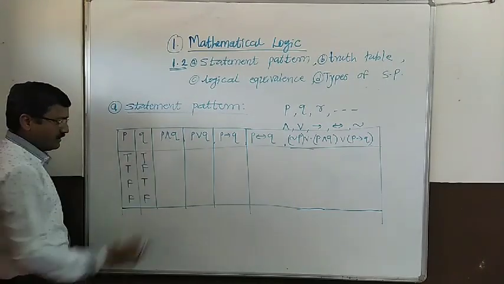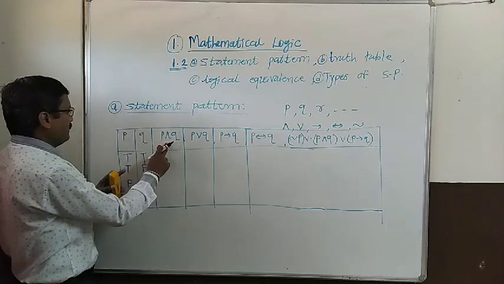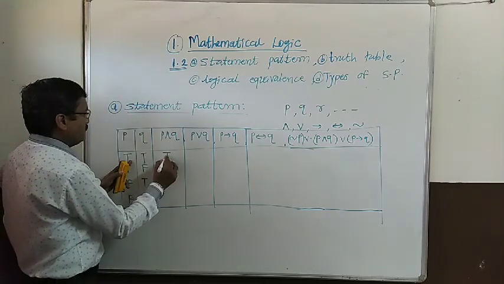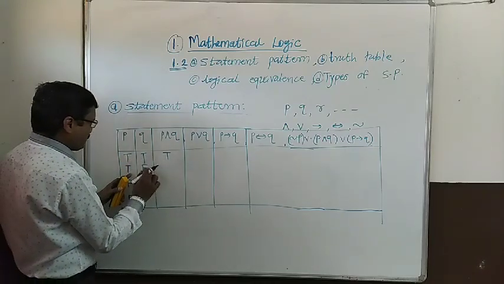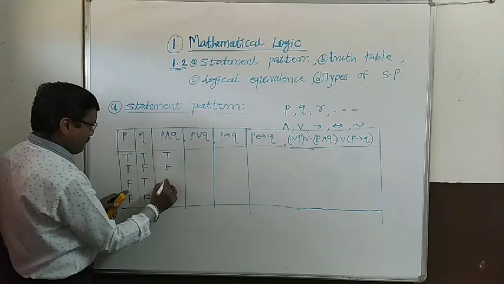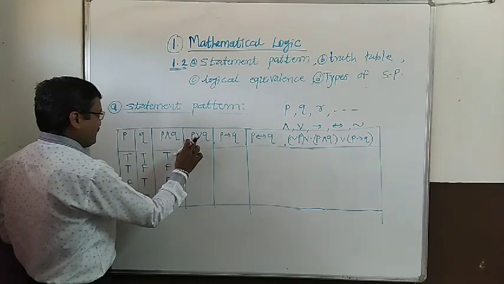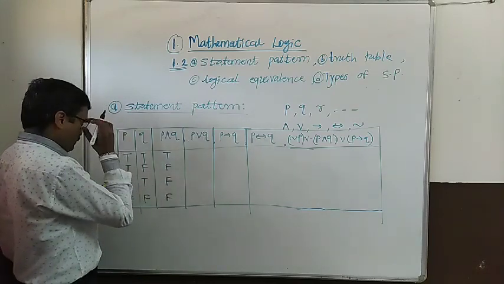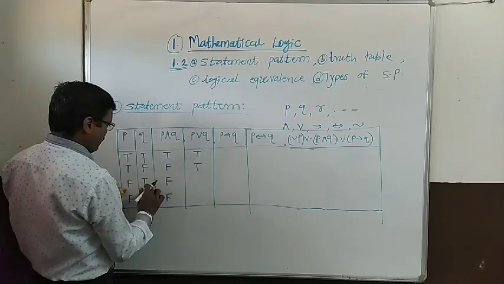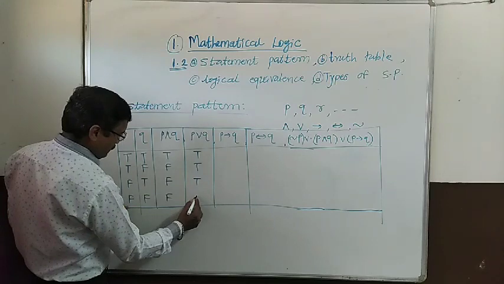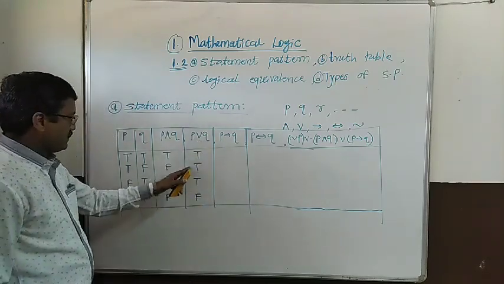Then conjunction, we have already seen in conjunction we will find whether F is there or not. If there is no F, then it's a T. Means conjunction is true only if both are true, otherwise it is false. Means here is F, that's why F, one F, so we get F, both are F, false, so we get false. In disjunction, we will find the T. Here are two T's, so we get one T, so T, one again T, so T, both F, so it is false. Means if both the truth values are false, then disjunction is false, otherwise it is true.